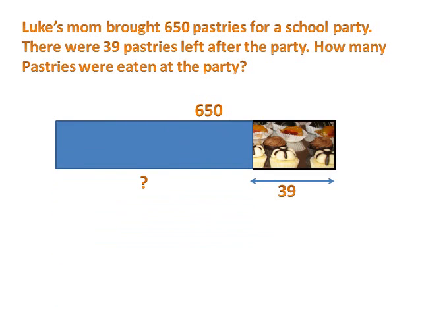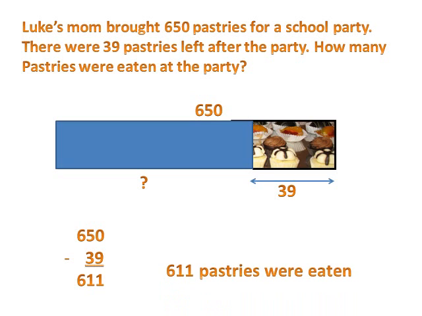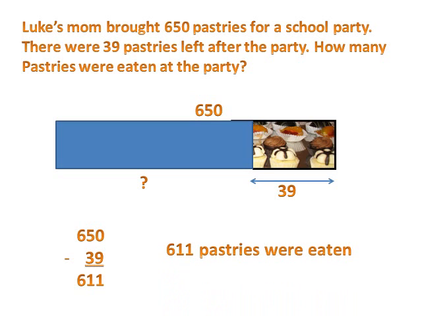So this is our math model. The blue box represents all the pastries that were eaten. So how do you get that part with the question mark? Basically, what you need to do is find the difference. You subtract 650 minus 39, and that's 611. So what does 611 mean? It means 611 pastries were eaten at the party. Again, the last part is the statement of the answer.